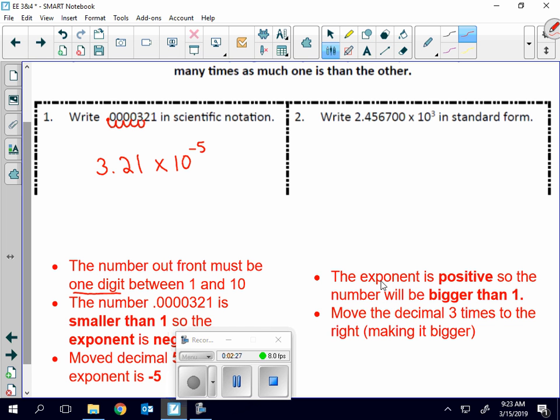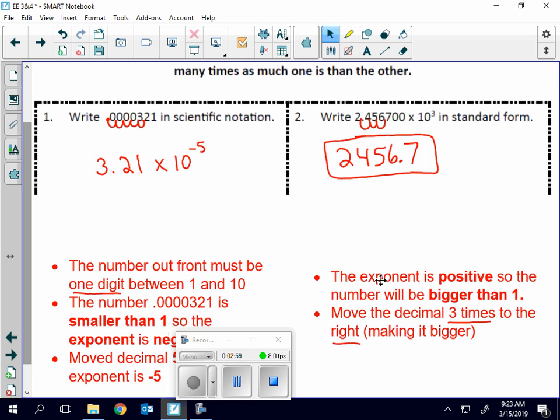And now let's do it. We need to take our decimal, which starts right here, and we're going to move it 3 times to the right, around numbers 4, 5, and 6. All right, that leaves me with 2, 4, 5, 6, then a decimal point, and a 7. You can write the zeros down at the end, but you don't need to. So I'm going to stop right there. That is our number in standard form. Circle that one too.